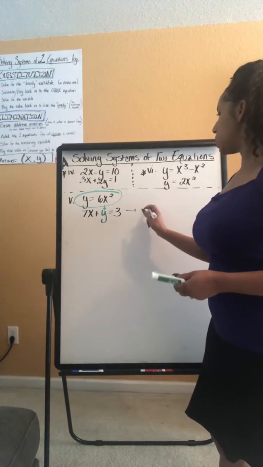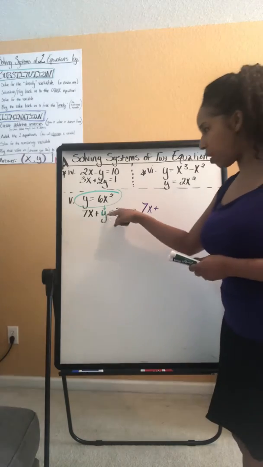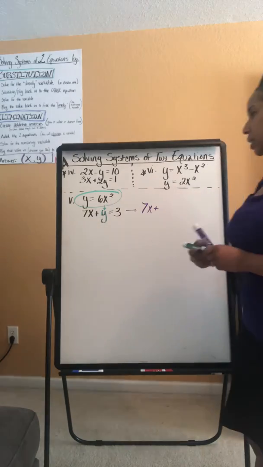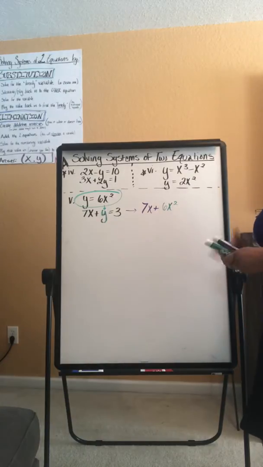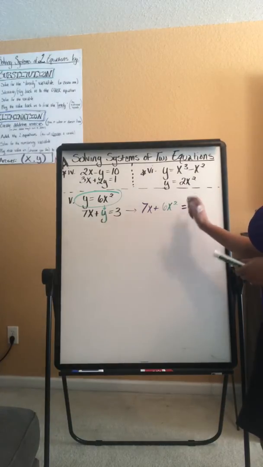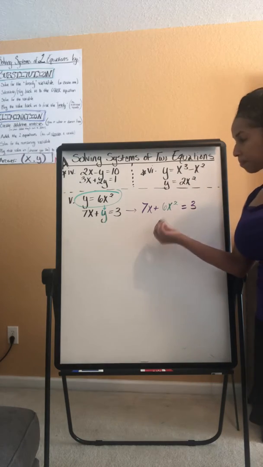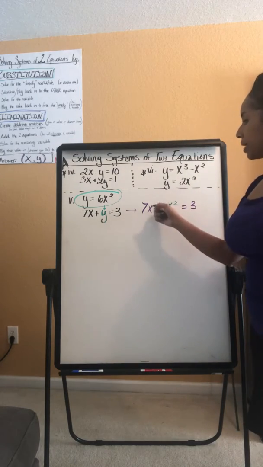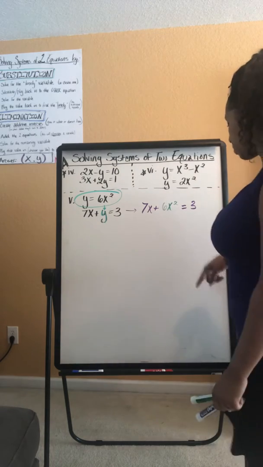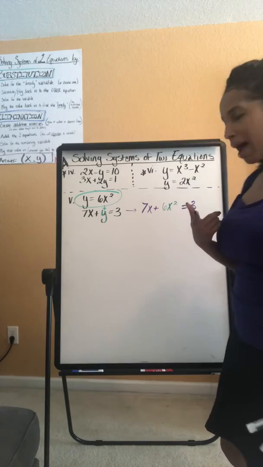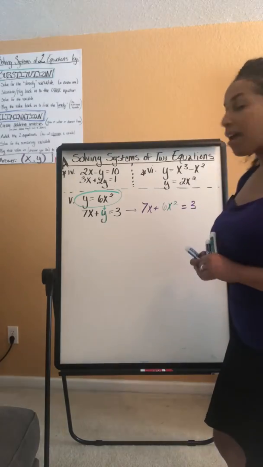So what I have is 7x plus, and instead of the letter y, I'm going to write 6x squared, and it all equals 3. Right, so I've replaced. Okay, so we have x squareds and x's. I have two different types of the variable, which has not happened before, and when this happens, we have to set it equal to 0 and factor.